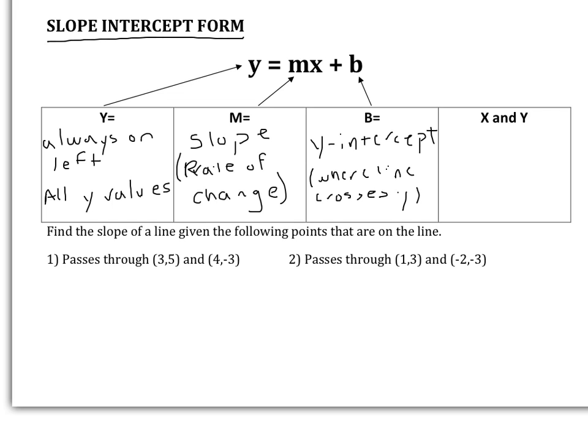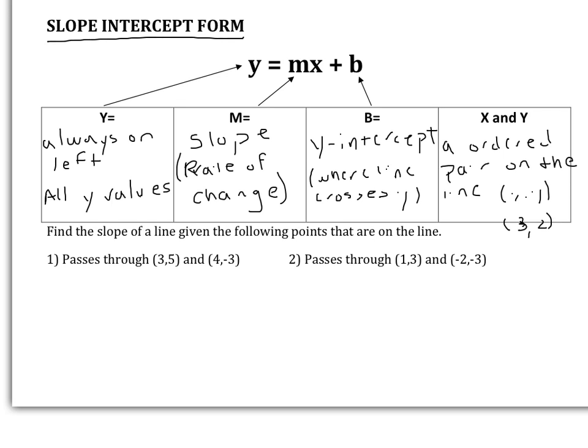And then lastly, x and y. The x and the y are going to be our points that are on our line, our ordered pair on the line. So what I mean by ordered pair is you could have something like x comma y, or you could have something like 3 comma 2. Okay, those are what I mean by ordered pair.